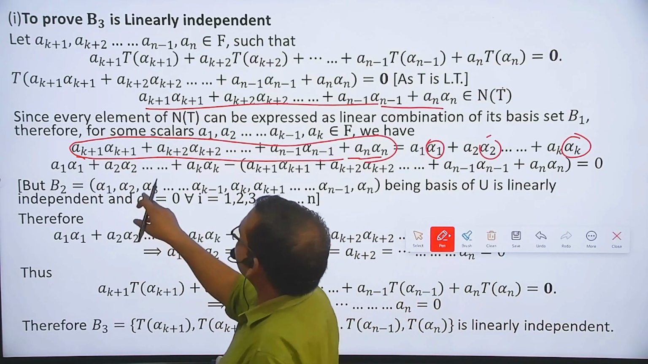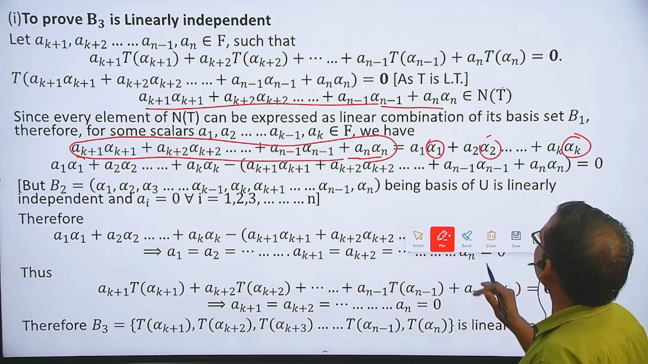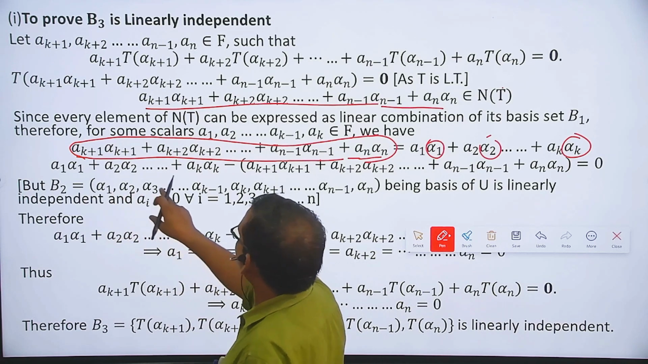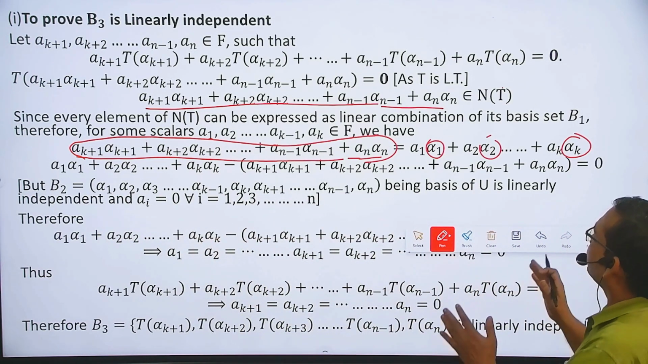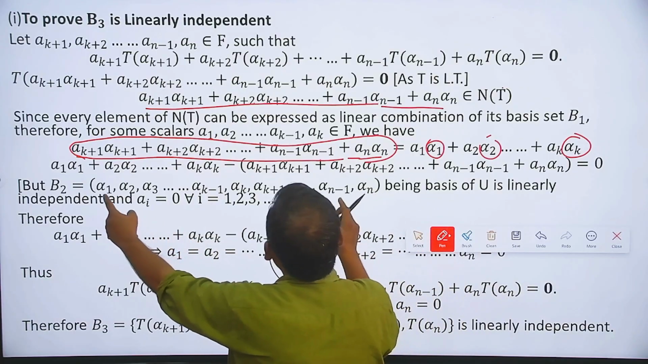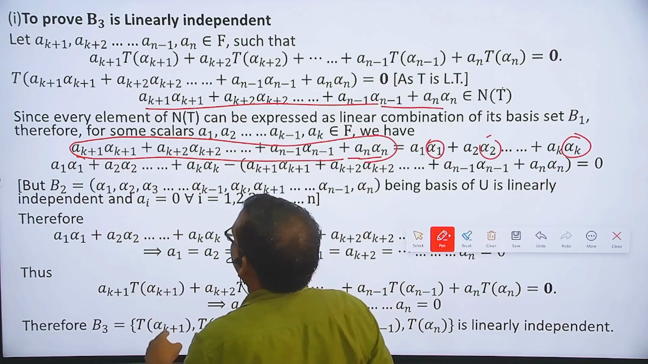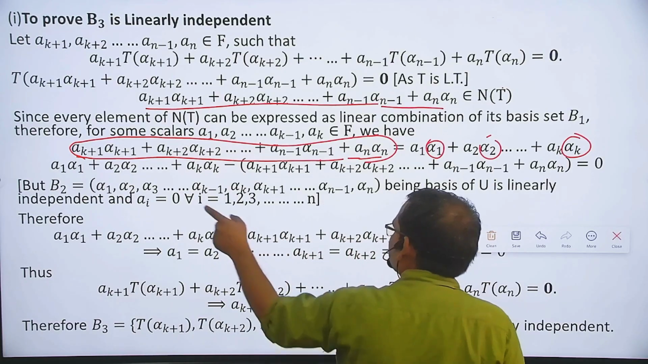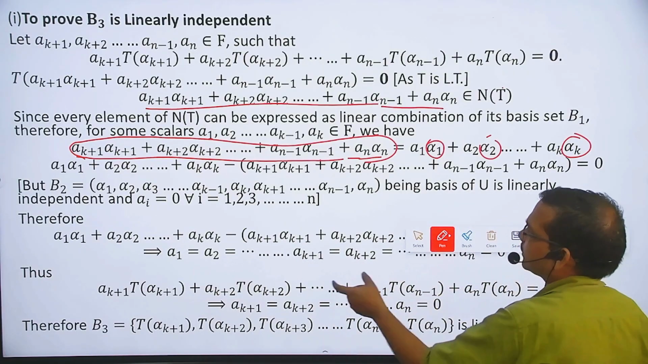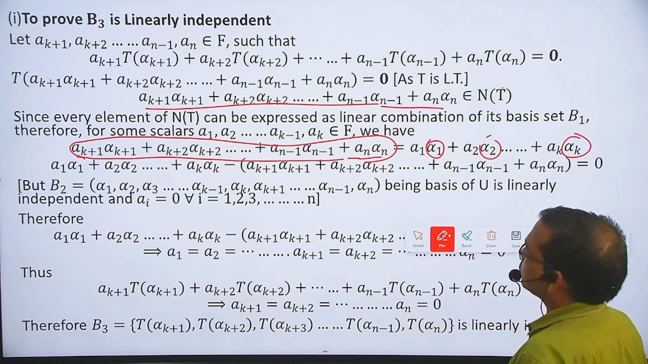But alpha_1, alpha_2, alpha_3, up to alpha_k, and on to alpha_n are a basis of the domain U, so they are linearly independent. We already know that these are basis vectors of U, so a linear combination of these vectors being 0 implies that all scalars are identically 0. So a_1, a_2, a_{k+1}, a_{k+2}, up to a_n are equal to 0.